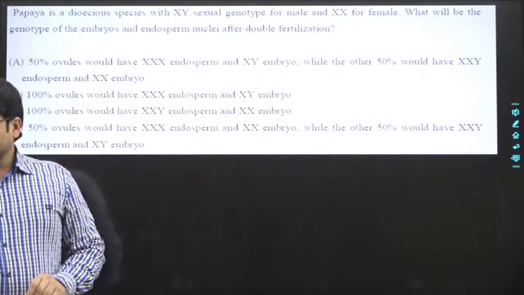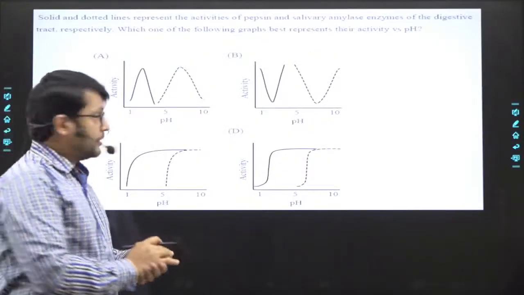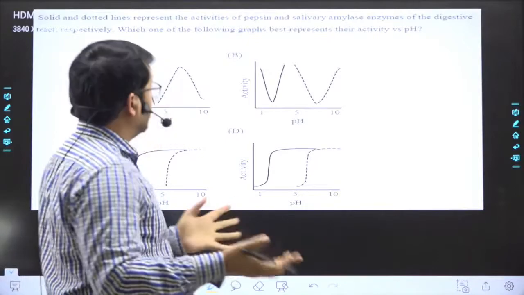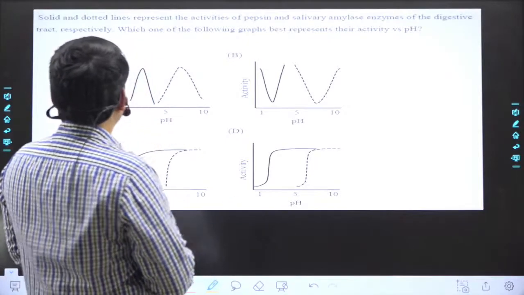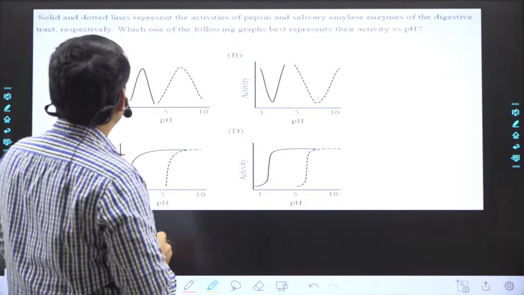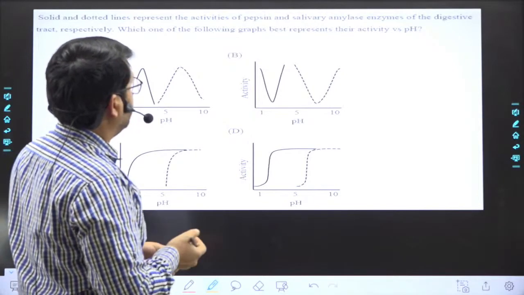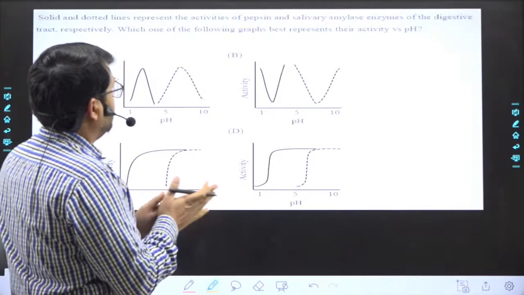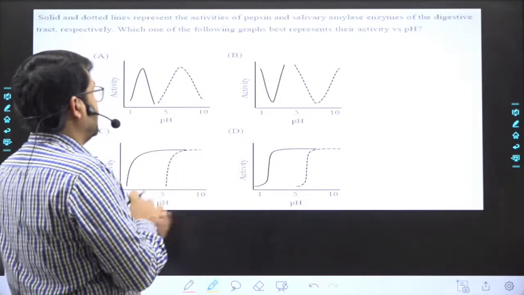Let's move on to the next question. Now the next question is something about enzymes. Let's see, solid and dotted lines. Solid and dotted lines represent the activity of pepsin and salivary amylase enzymes of the digestive tract respectively. Which one of the following graphs best represent activity versus pH?